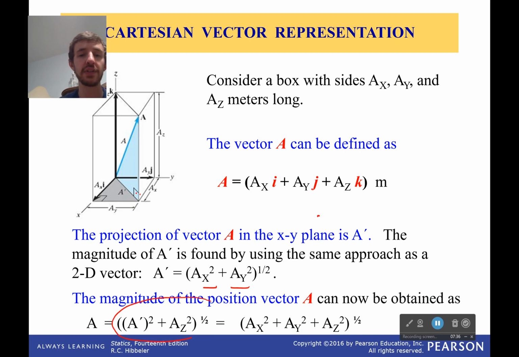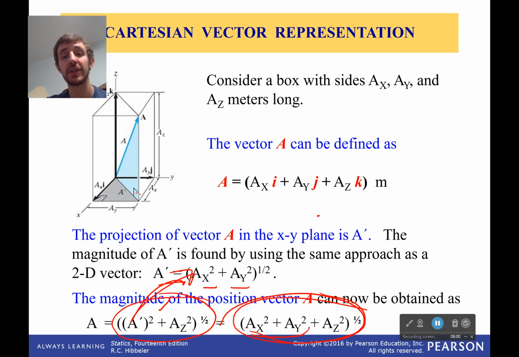We can prove that all this is correct because we can bring back a form of the Pythagorean theorem for three-dimensional space and see that it's all equal to each other. So A squared would be equal to A prime squared plus Az squared, check. But A prime squared is simply equal to Ax squared plus Ay squared. So we plug that in here and we get that A is equal to the square root of Ax squared plus Ay squared plus Az squared.